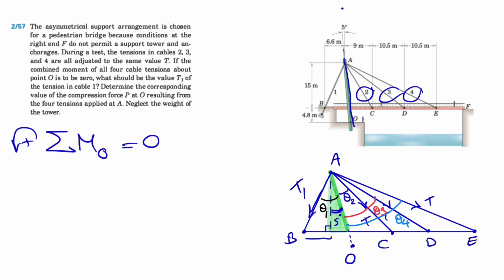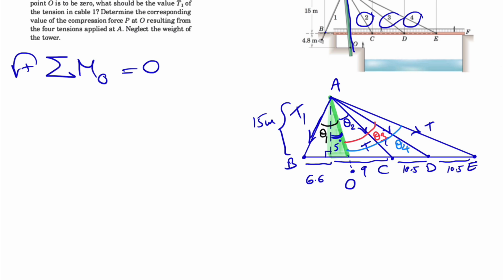Let me clean up so you can see it better. The distance from B to A is 6.6 meter. We also have the distance from A to C, 9 meter here. I'm not going to put the unit in, it would make the figure messy. From C to D we have 10.5, from D to E same thing, 10.5, and also this height here, 15 meter. Now we have all the dimensions in this question, and finding these different thetas should be very easy. We just have to look at the right triangles that we have here.